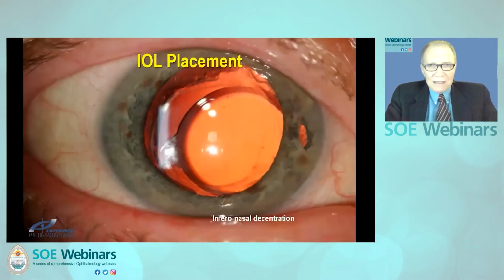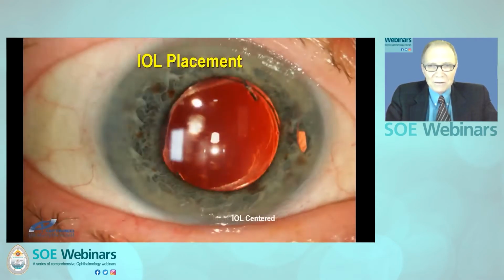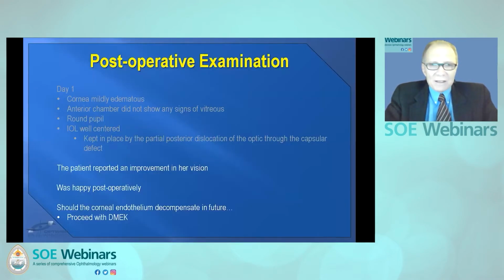So from this inferior nasal decentration, we've managed to center the lens well and place it in an anatomical position to ensure long-term survival. The patient reported an improvement in her vision and was happy post-operatively. Should the corneal endothelium decompensate in future, we will proceed with the DMEK. I thank you for your attention.